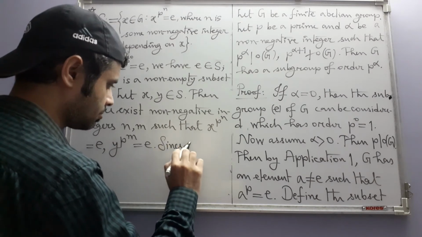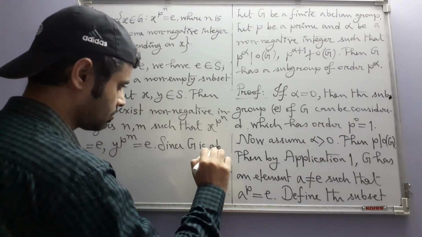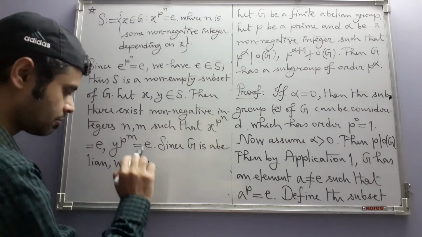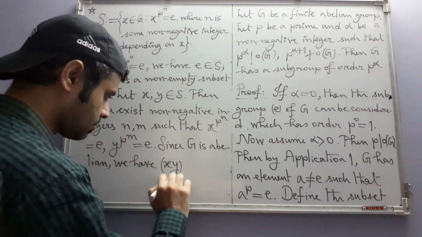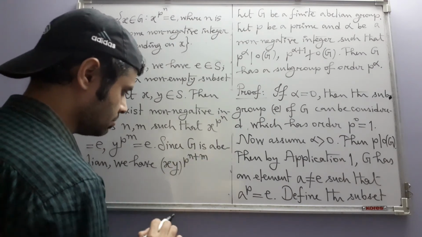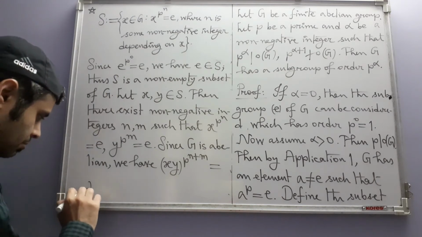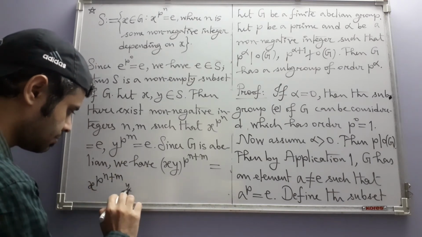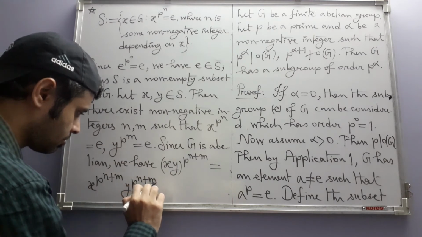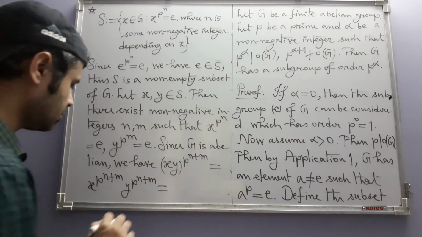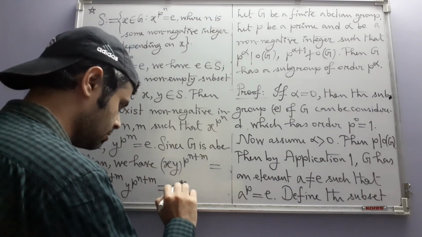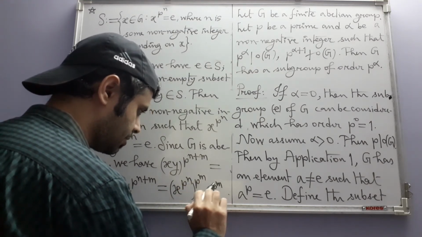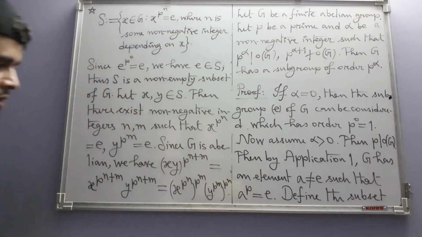Since G is abelian, we have (xy) whole to the power p to the power n plus m. From abelianness of G, we can write the power like this. And then using one of the rules of exponent, it can be written like this: x to the power p to the power n whole to the power p to the power m, times y to the power p to the power m whole to the power p to the power n.